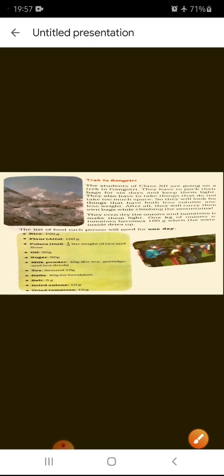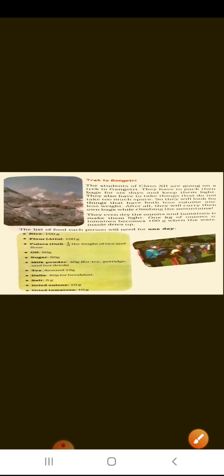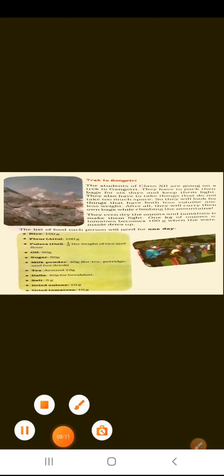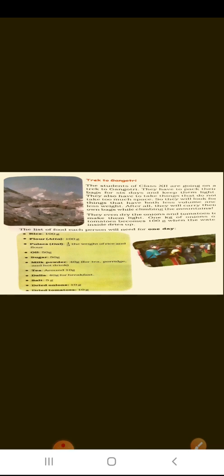Okay, now this one, trek to Gangotri. Here you can see the students of class 12th are going on a trek to Gangotri. They have to pack their bags for 6 days and keep them light. They also have to take things that do not take too much space. So they will look for things that have both less volume and less weight. After all, they will carry the lighter things.